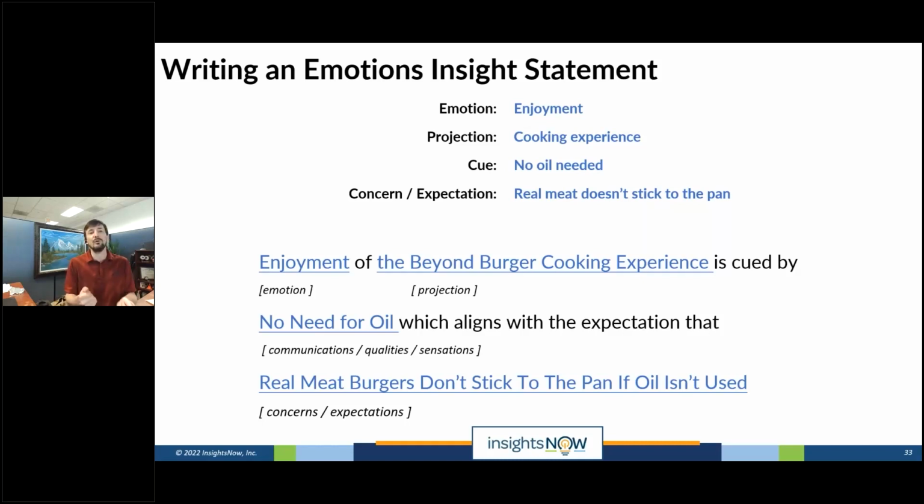That's what the fun of being a researcher and writing insight statements is all about. You put your own little signature on how you write it, how you bring it to life. And obviously, we're just talking about one emotion here. So you can take these open ends and put them into a lot of different types of outcome statements, a lot of different types of emotions insight statements, just by looking at this one simple rubric.